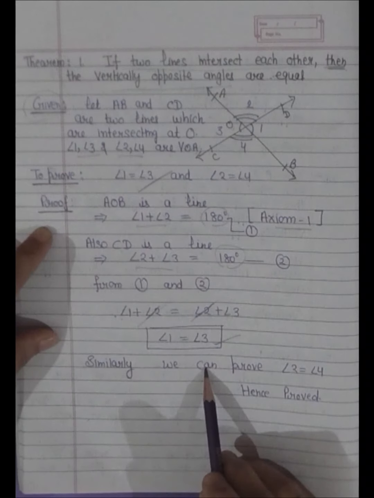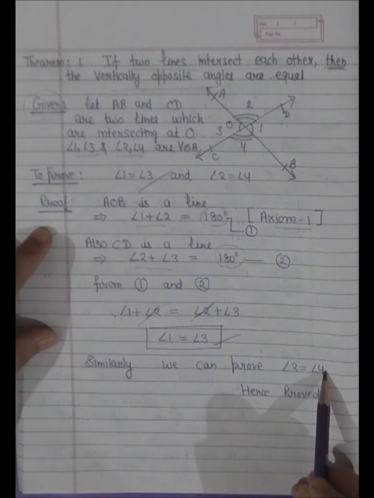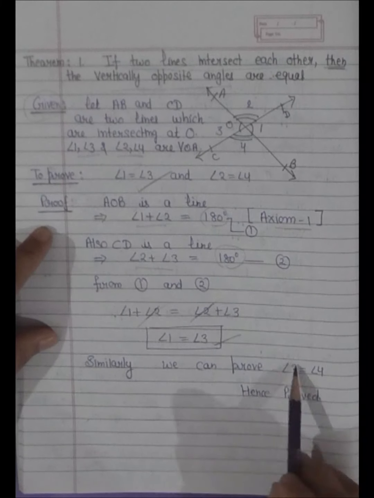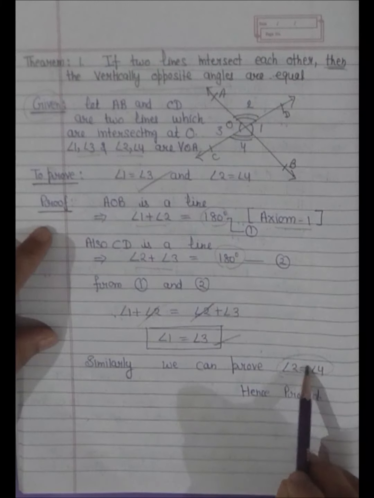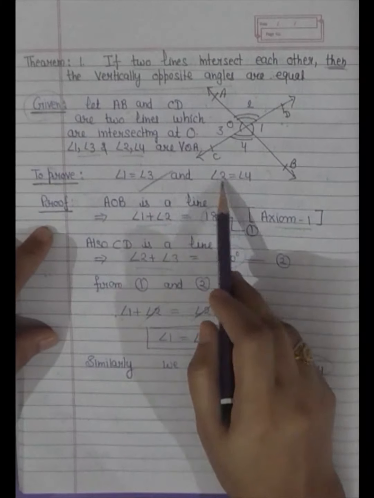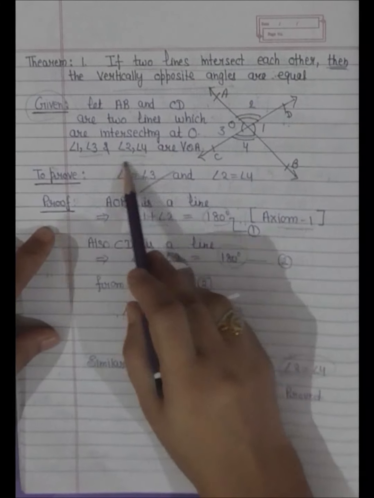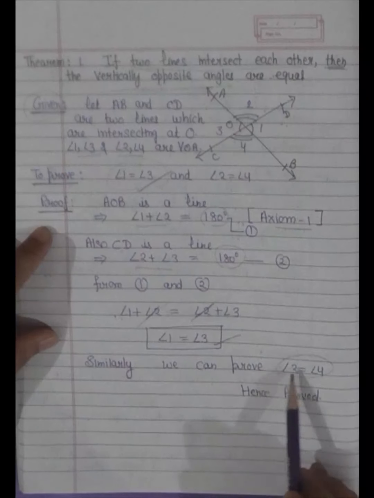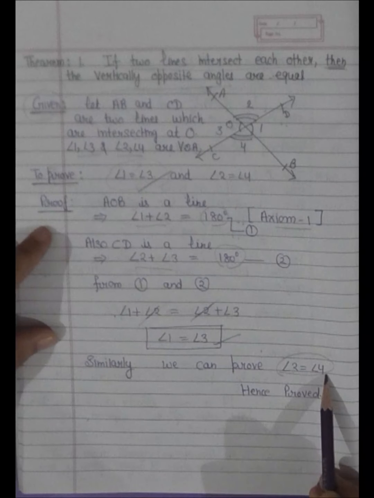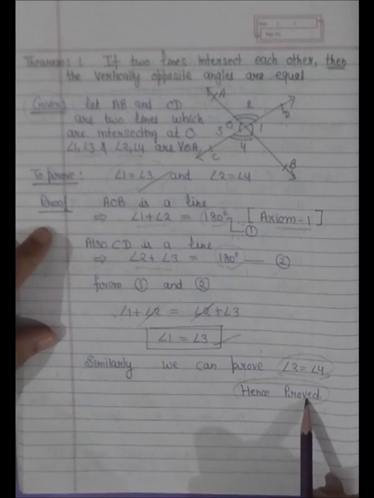Similarly, in the same way we can prove angle 2 is equal to angle 4. Actually I am not doing the process for this part because it is proved by the same procedure. If you have to prove both conditions with the same procedure, then do only one and write that similarly we can prove angle 2 is equal to angle 4. So we have proved it, and in the last we will write hence proved.